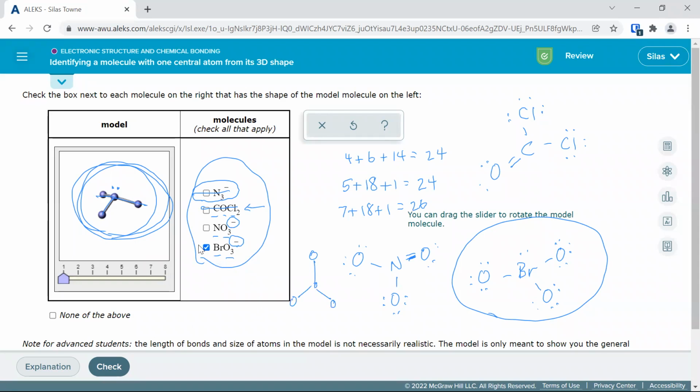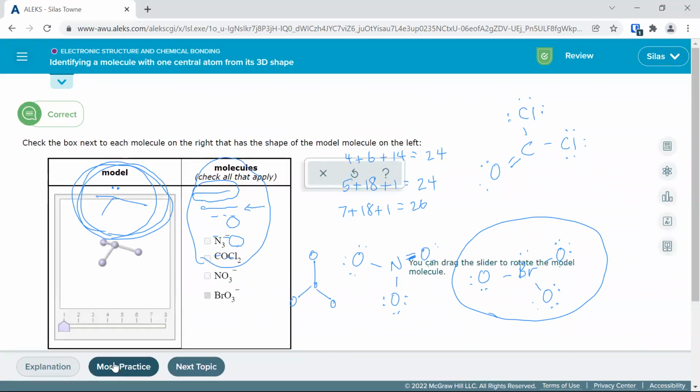So let's select just this one. Do a check. There we go. So even though we had some things that had 3 bonds, only one of them fits that shape.